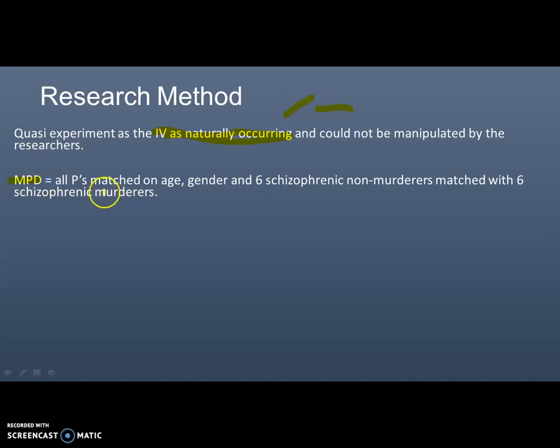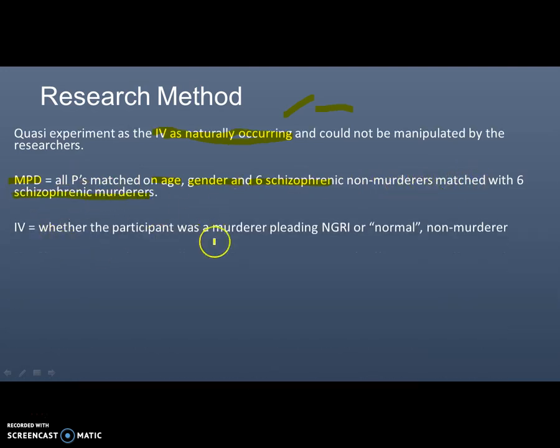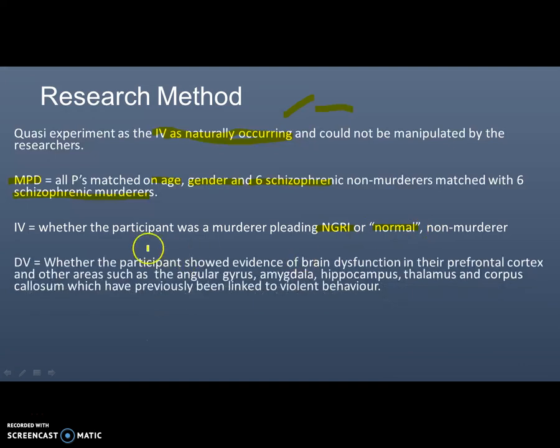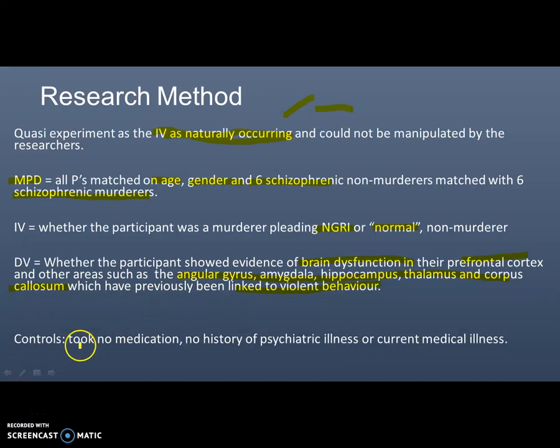MPD, the matched pairs design, matched on age, gender, and 6 schizophrenic non-murderers with 6 schizophrenic murderers. The IV is whether the participant was pleading not guilty for reasons of insanity or a normal non-murderer. The DV is whether the participant showed evidence of brain dysfunction in the prefrontal cortex and other areas, such as those we named earlier, that have been previously linked to violent behaviour.